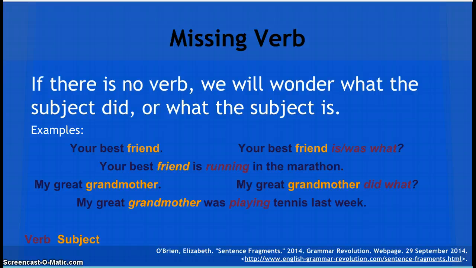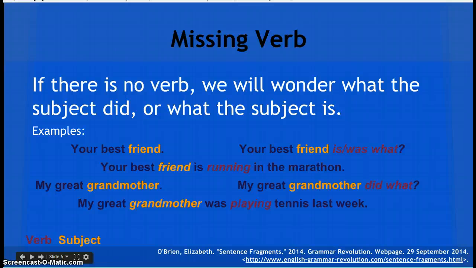If there is no verb, we will wonder what the subject did or what the subject is. Here are some examples. Your best friend. We know who this is supposed to be about, but now we don't know what they are or were doing. Your best friend is or was what? Your best friend is running in the marathon. This sentence now contains a verb.